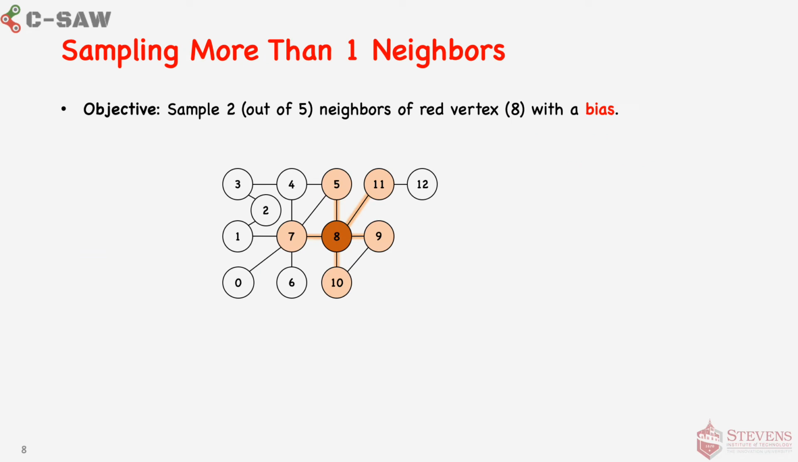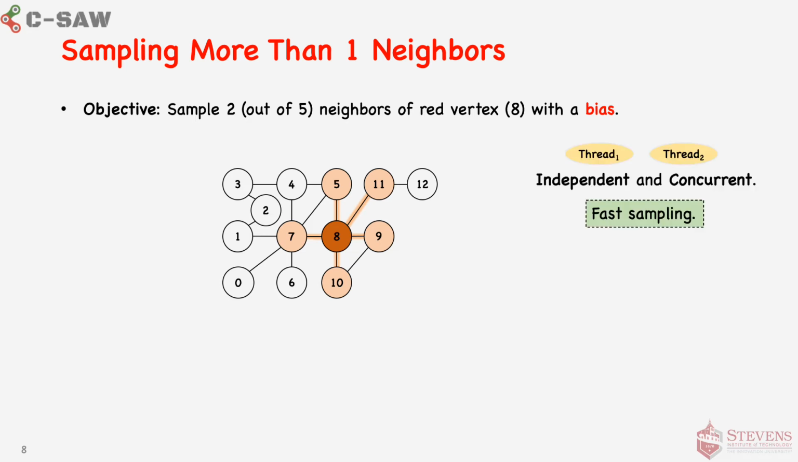After the introduction of the Seesaw framework, let's see how we can optimize Seesaw for some sampling algorithms. While most random walk algorithms sample only a single neighbor, some graph sampling algorithms like layer sampling or neighbor sampling need to sample more than one neighbor from a vertex with a bias. Here, taking the figure as an example, vertex 8 is the source vertex and we need to sample two neighbors of vertex 8. For faster sampling, we use two different threads to sample each neighbor. As each thread samples independently and concurrently, the sampling should be faster.